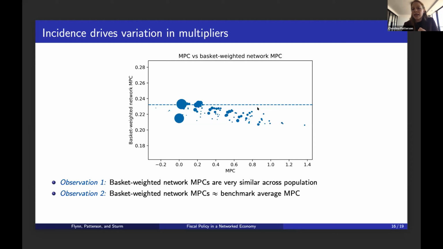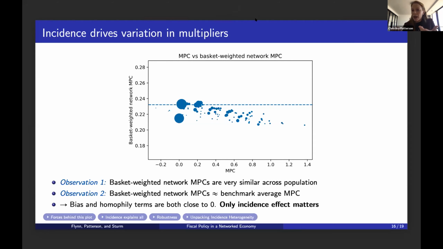And the second is that all of these are actually quite close to this benchmark average MPC. And that means that the second and higher loops of the multiplier chain are going to propagate at something quite close to this reference. Together, these imply that these bias and homophily terms are zero, and that all that heterogeneity in the previous chart was really coming just from heterogeneity in incidence, the heterogeneity in the MPCs of the workers who are receiving those initial marginal dollars.